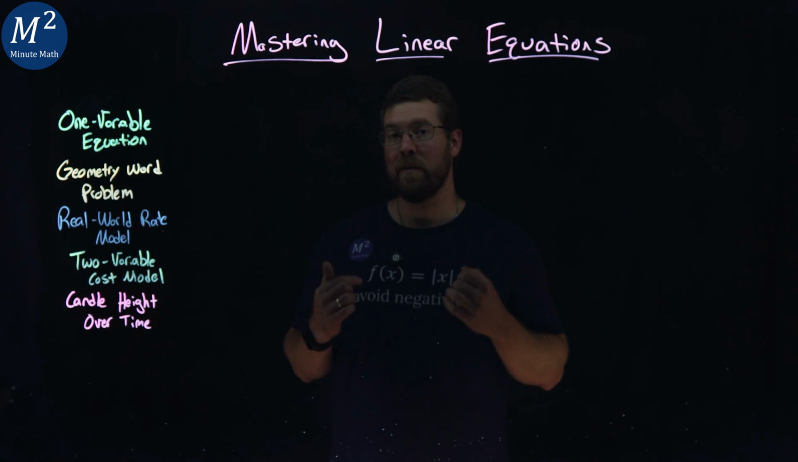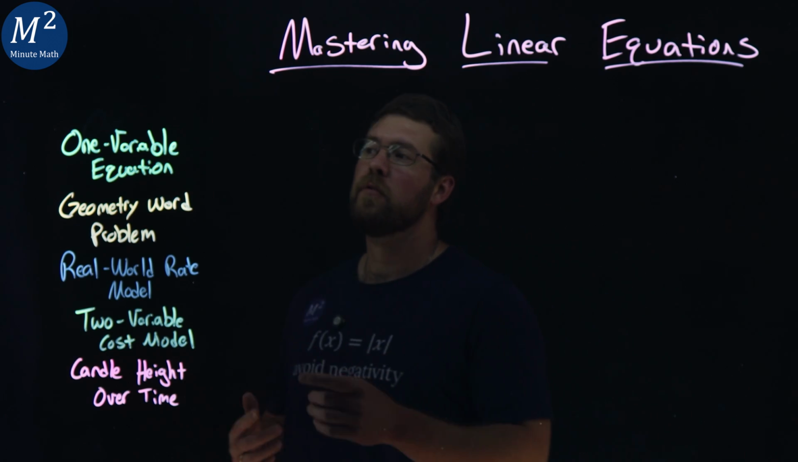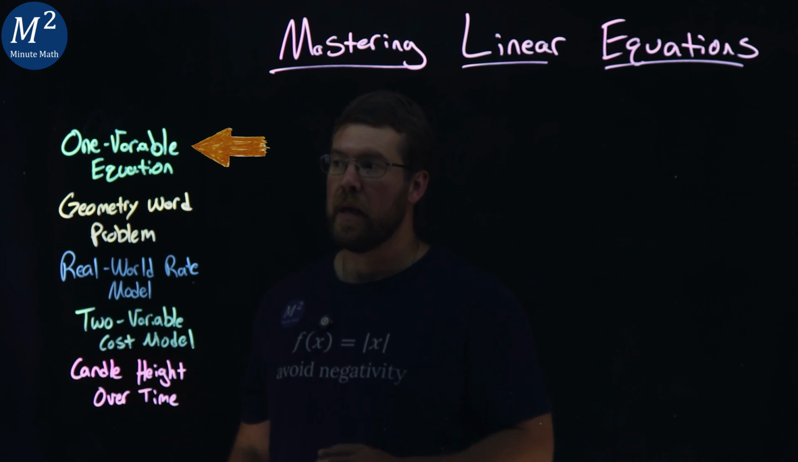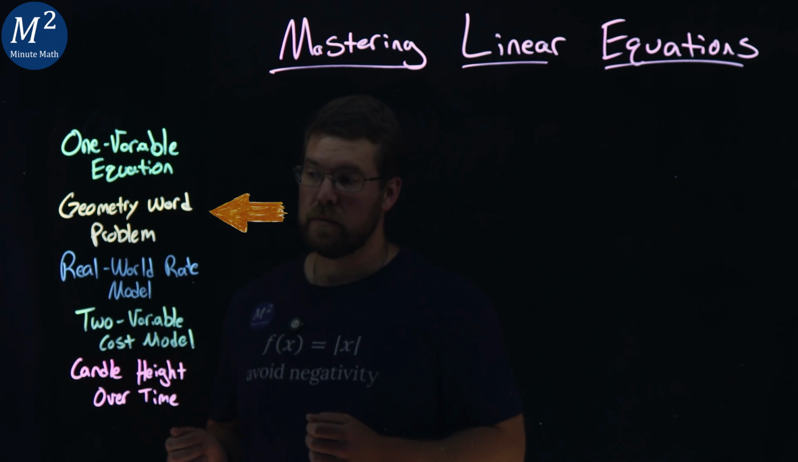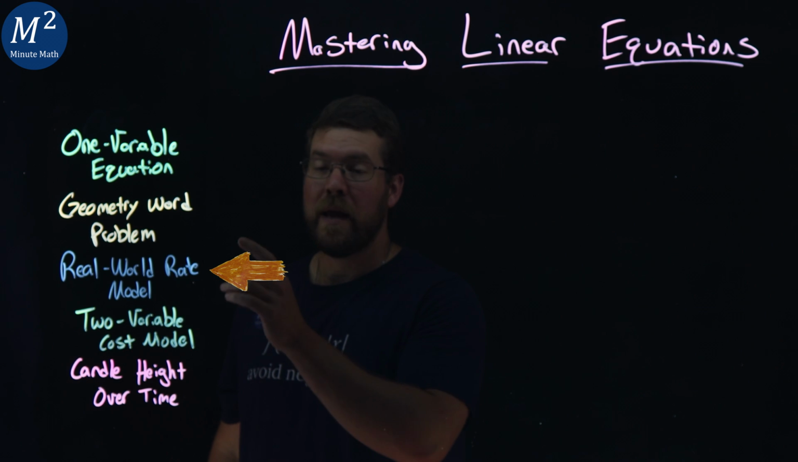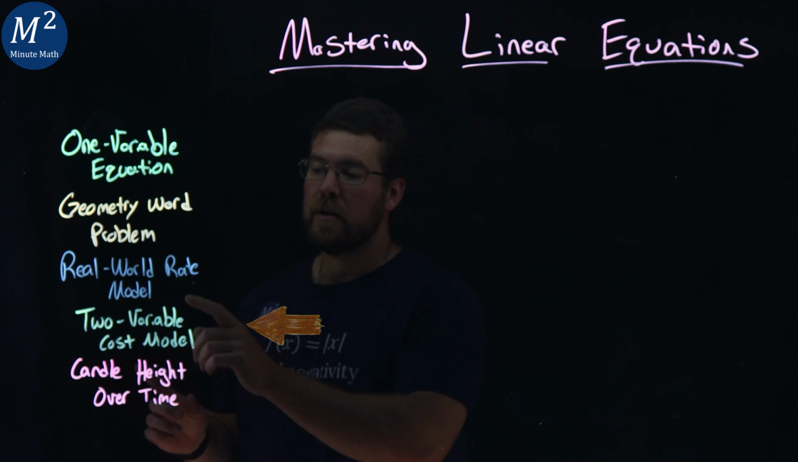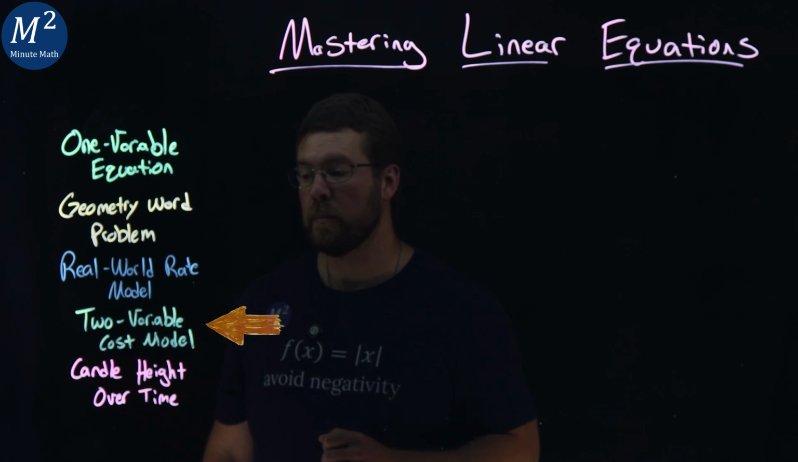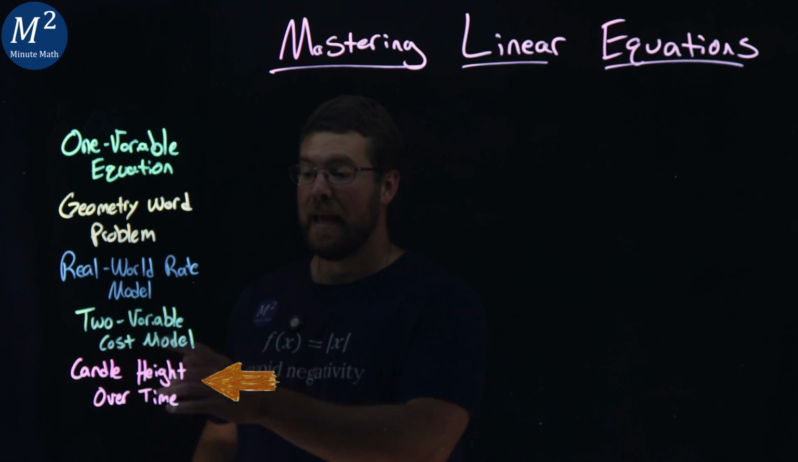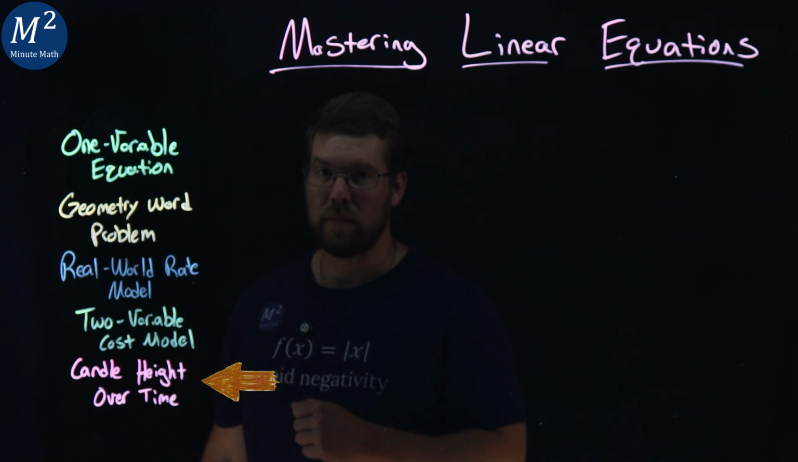Let's recap what we've learned. In this video, we first started with a one variable equation. Then we had a geometry word problem. We had a real world rate model problem. Then we had a two variable cost model problem. And lastly, we had a candle height over time problem.